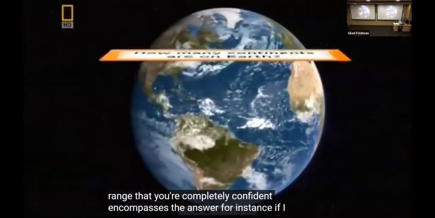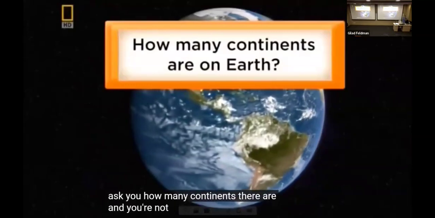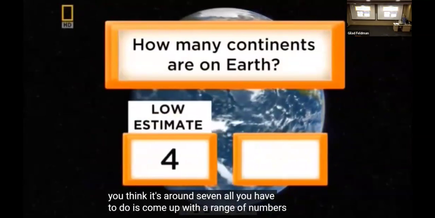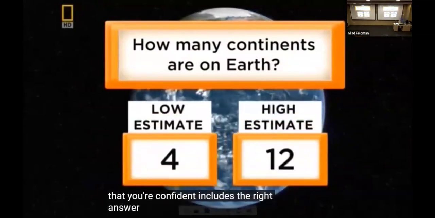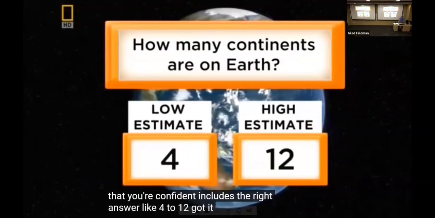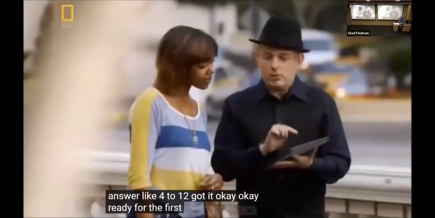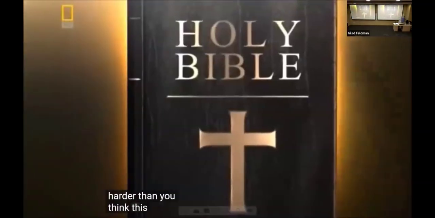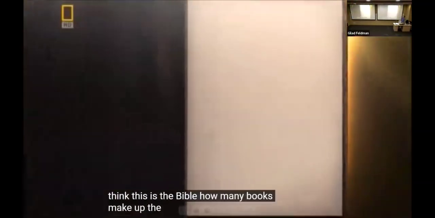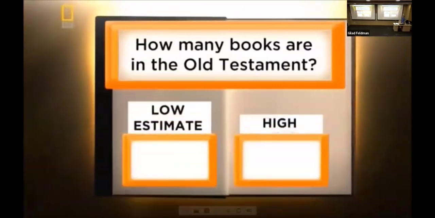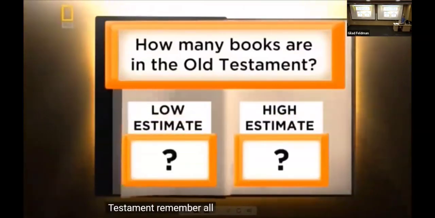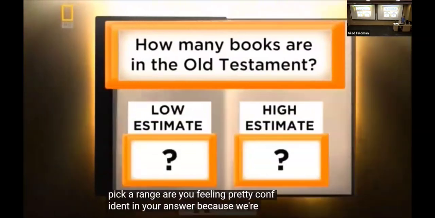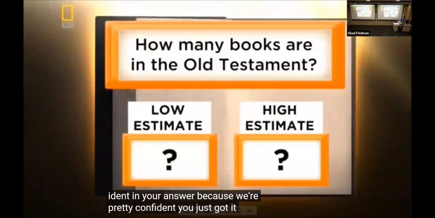For instance, if I ask you how many continents there are, and you're not sure of the answer, but you think it's around 7, all you have to do is come up with a range of numbers that you're confident includes the right answer, like 4 to 12. Got it? Okay. Ready for the first one? I guarantee it's harder than you think. This is the Bible. How many books make up the Old Testament? Remember, all you have to do is pick a range. Are you feeling pretty confident in your answer? Because we're pretty confident you just got it wrong.